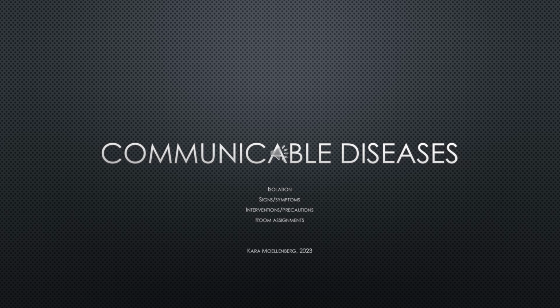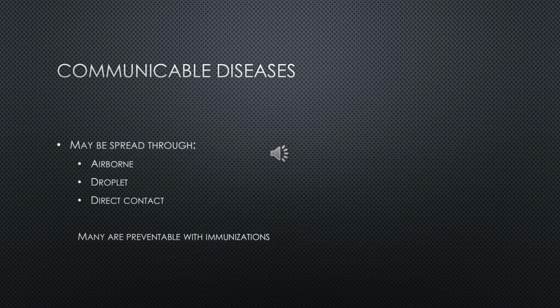Today we're going to briefly discuss isolation, signs and symptoms, interventions and precautions, and room assignments for a few of the communicable diseases that are discussed in your text. The communicable diseases that we are going to discuss may be spread through airborne, droplet, or direct contact, and many of these are preventable with immunizations.